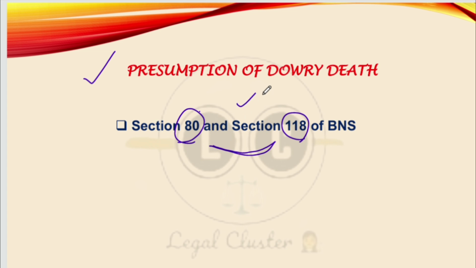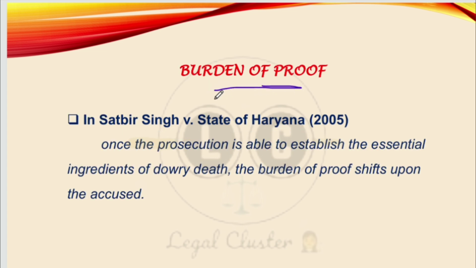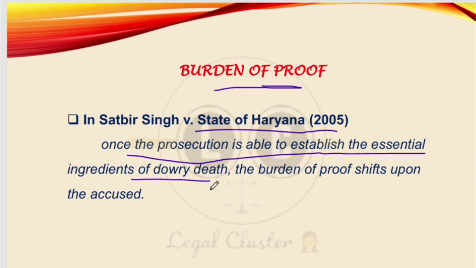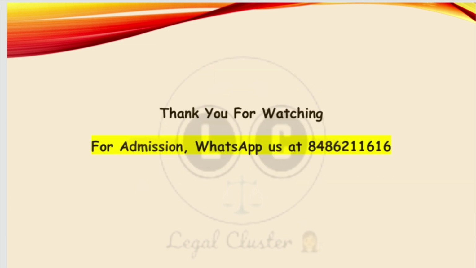Our last point is the laying of burden of proof. In Satbir Singh v. State of Haryana 2005, the Supreme Court held that once the prosecution is able to establish the essential ingredients of dowry death, the burden of proof shifts upon the accused. This shift occurs due to the statutory presumption under the law of evidence, and the accused must rebut the presumption by leading cogent evidence. That's all about dowry death law in India.